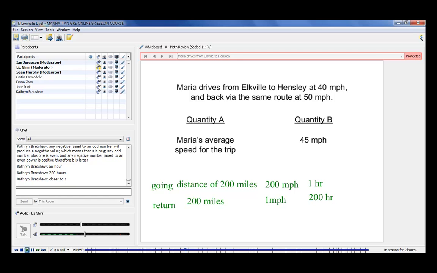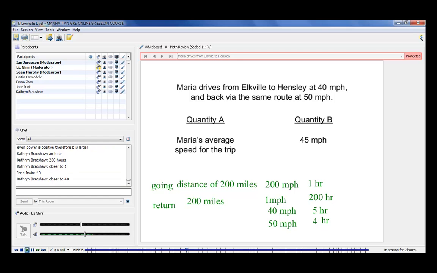If she drives at 40 miles per hour going there, all right, she's going to spend 5 hours driving at 40 miles per hour. Whereas if she returns at 50 miles per hour, she'll spend 4 hours going at 50 miles per hour. So remember, this is a weighted average, all right? What's the speed going to be closer to? The average speed. She's going to drive for 9 hours. What's the speed going to be closer to? The 40 or the 50?